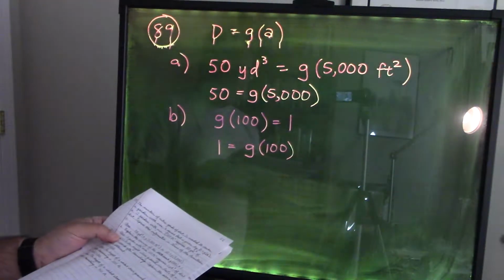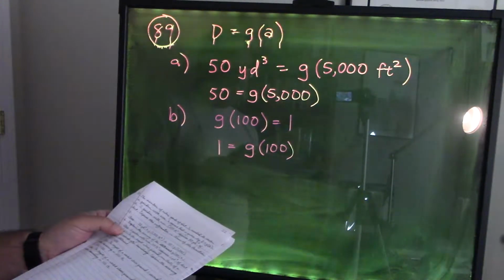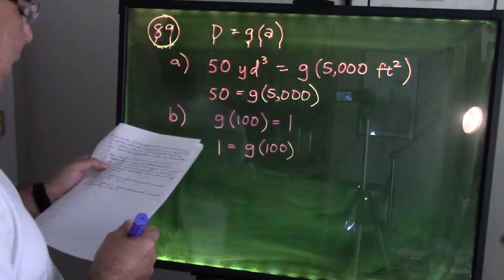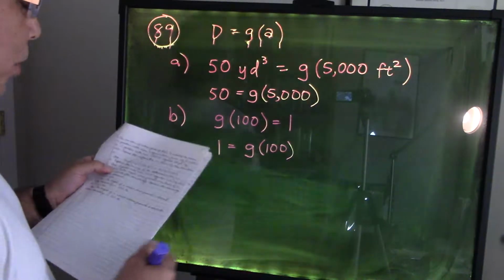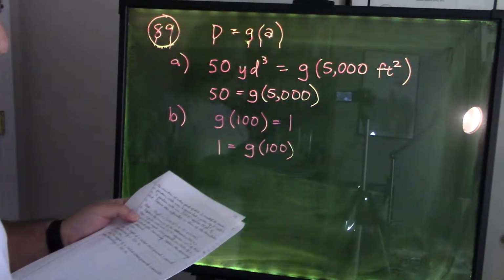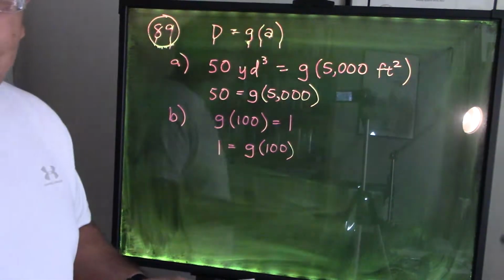So that means a garden with area 100 square feet requires 1 cubic yard of dirt. All right? There you go.